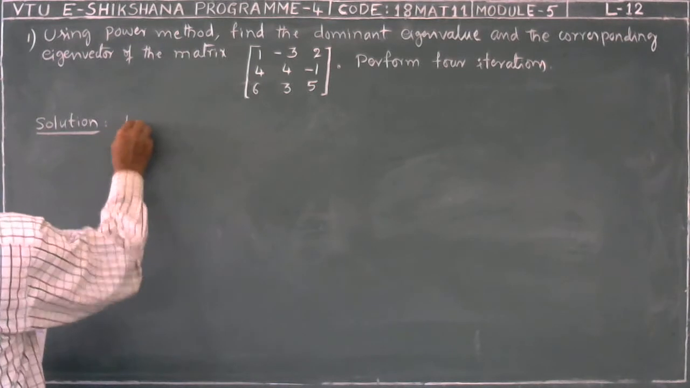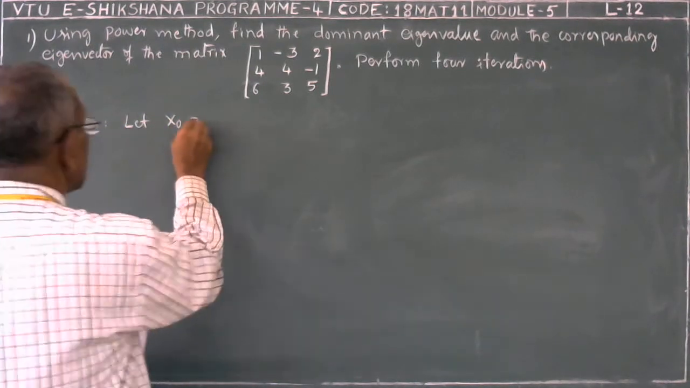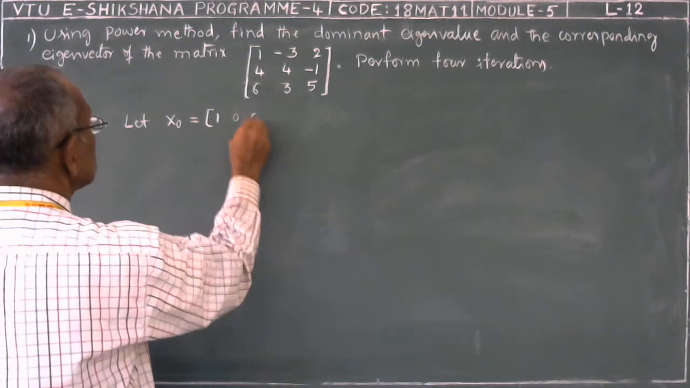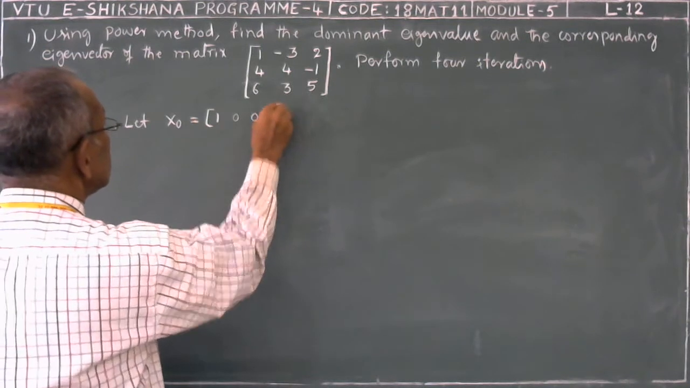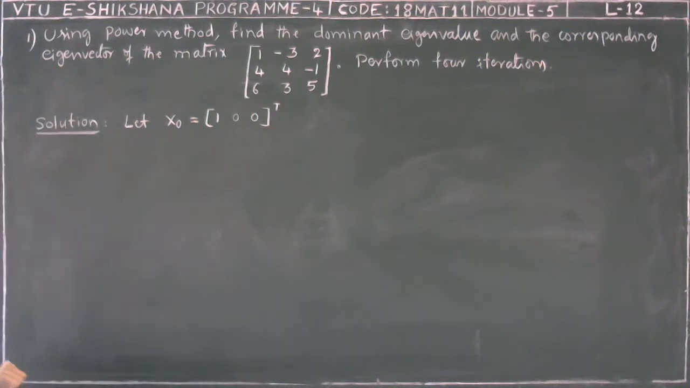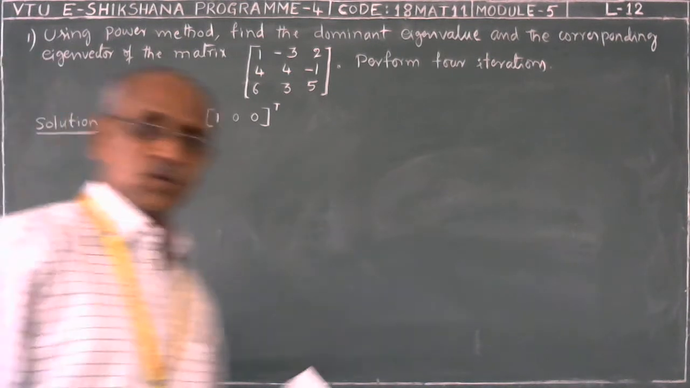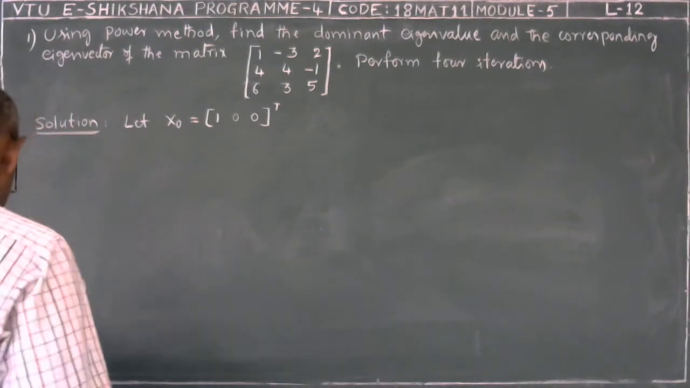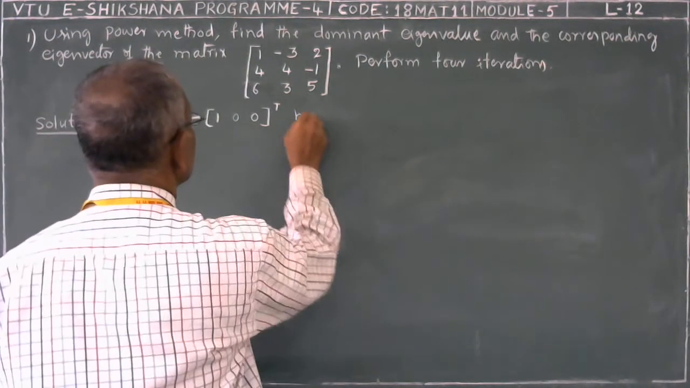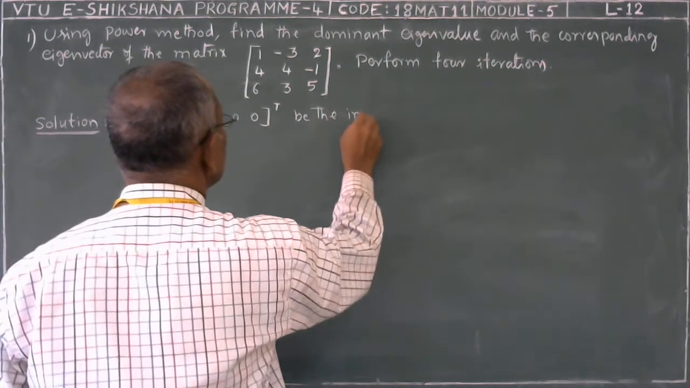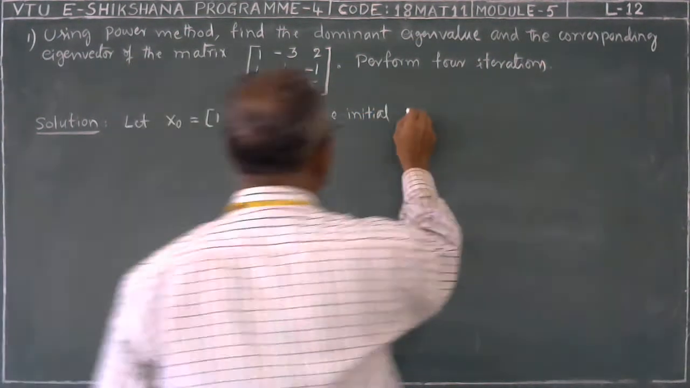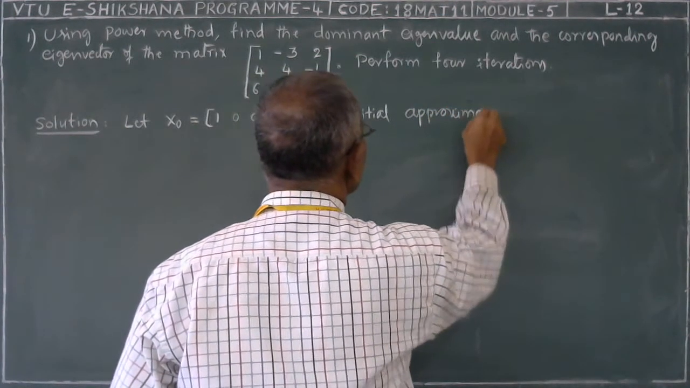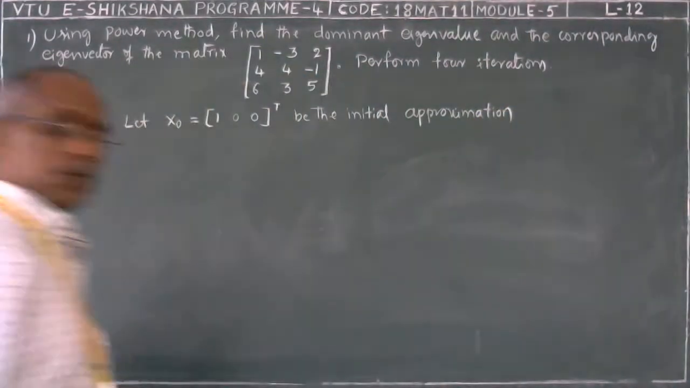Let x naught be [1, 0, 0]. Transpose of x naught is the column matrix 1, 0, 0, a 3 by 1 matrix, be the initial approximation.